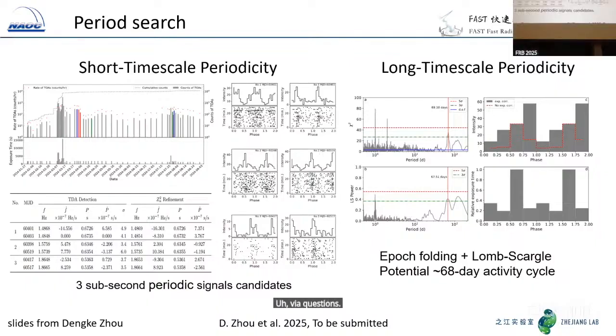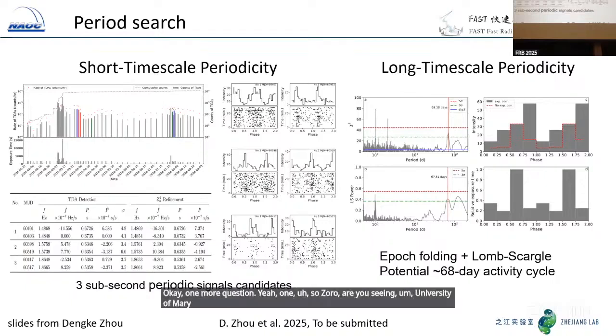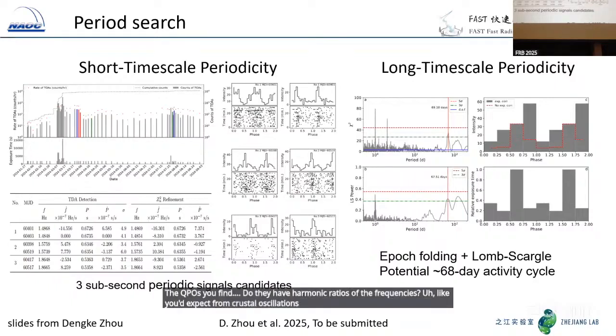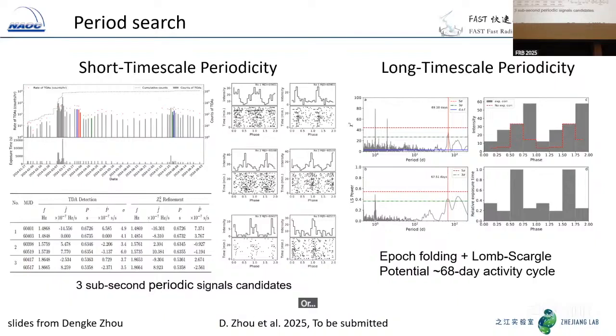Okay, one more. Thank you. Yeah, so Zorawar, University of Maryland, NASA Goddard. The QPOs you find, do they have harmonic ratios of the frequencies like you'd expect from crustal oscillations, or are they sort of randomly placed in frequency space, the QPOs?